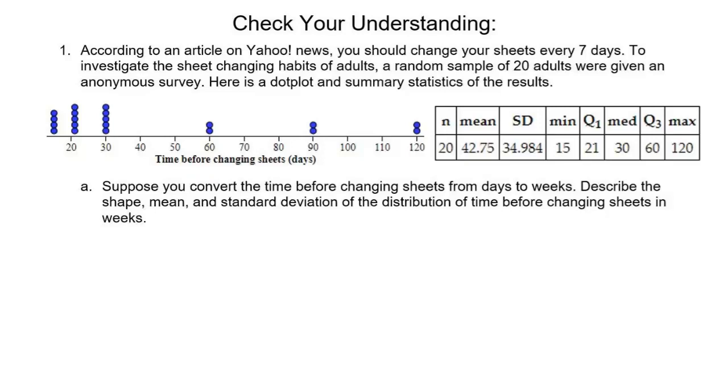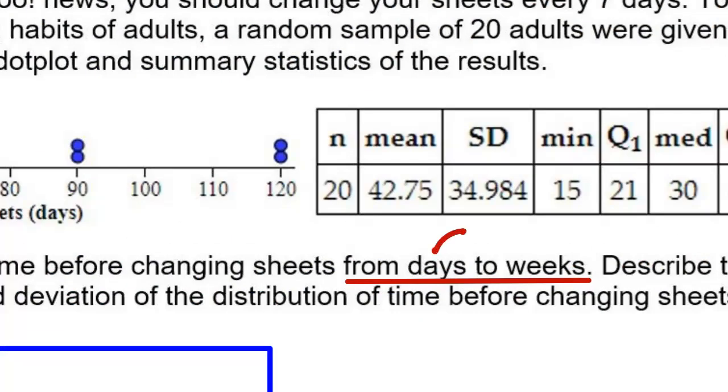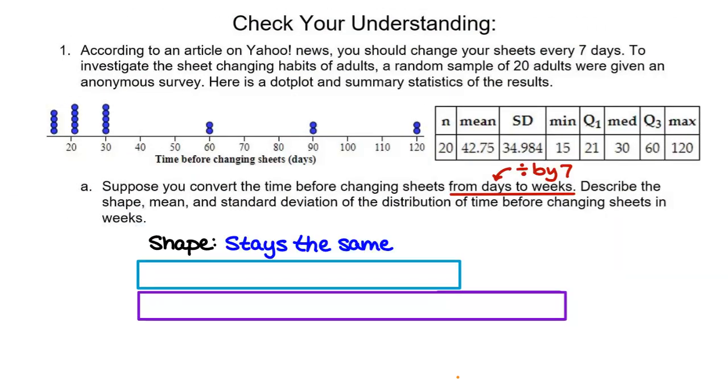So what would happen to the shape if we change from days to weeks? Shape is going to stay the same. If I change from days to weeks, what operation is happening there? Division by 7. Absolutely. From days to weeks, we're going to divide by 7. And my shape is going to stay exactly the same.